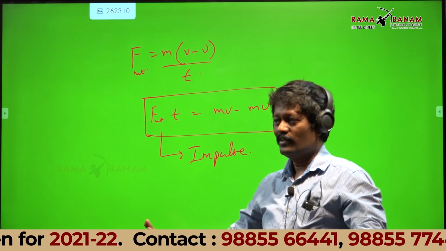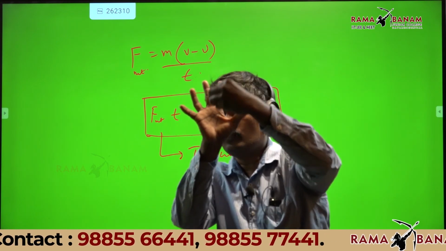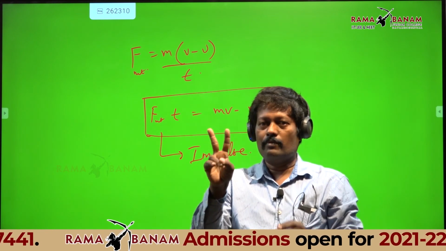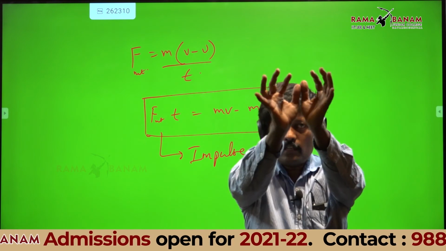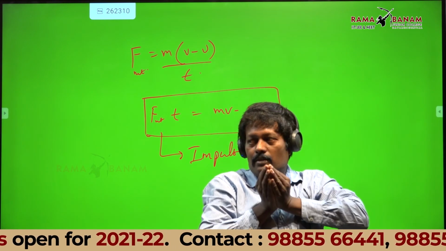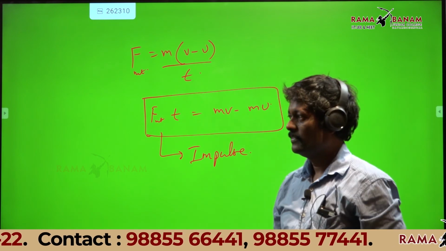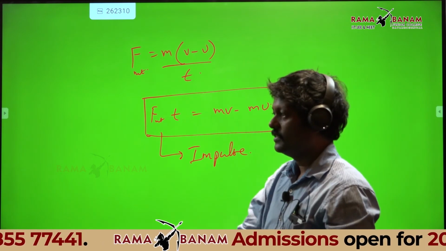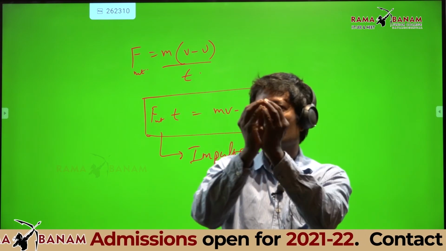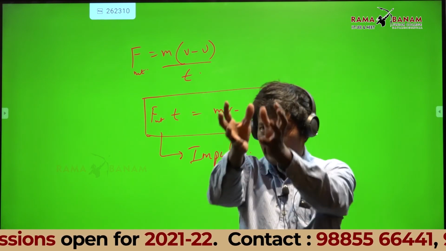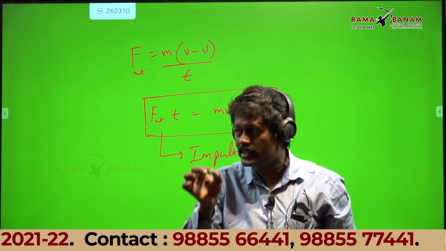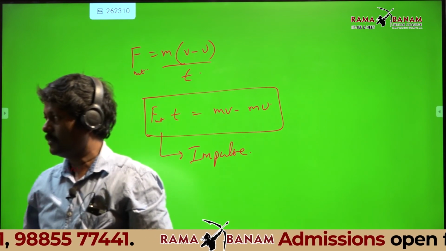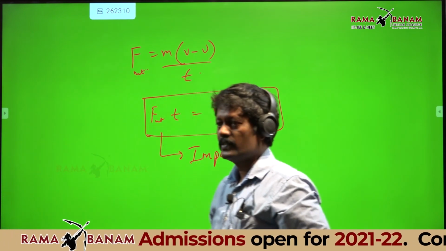The initial velocity of the ball is u. There are two ways the fielder can stop it. He can suddenly stop the ball, or he can pull back his hands to stop the ball. My question is: in the first case the ball is abruptly stopped, in the second case gradually stopped. In which case is impulse more? I will ask the students to answer. Saket says the second case.